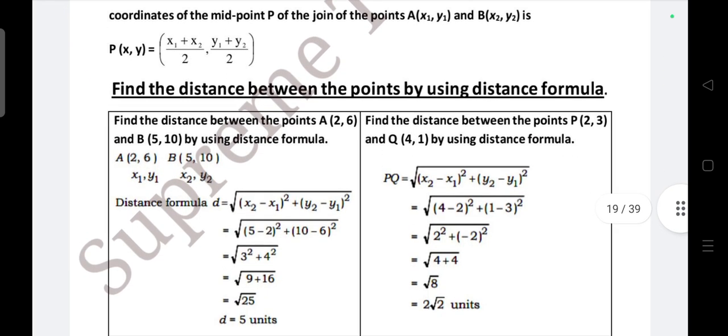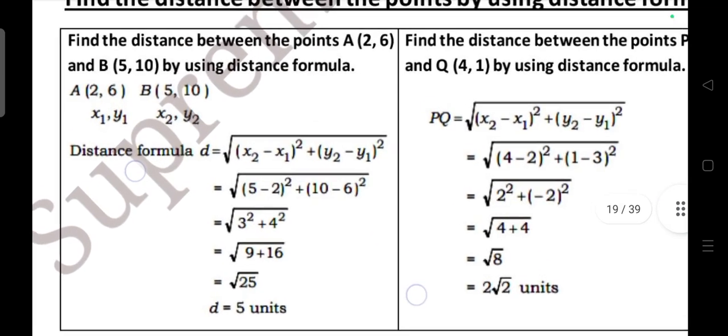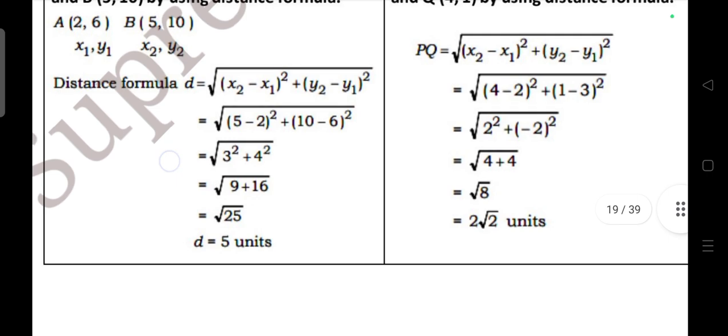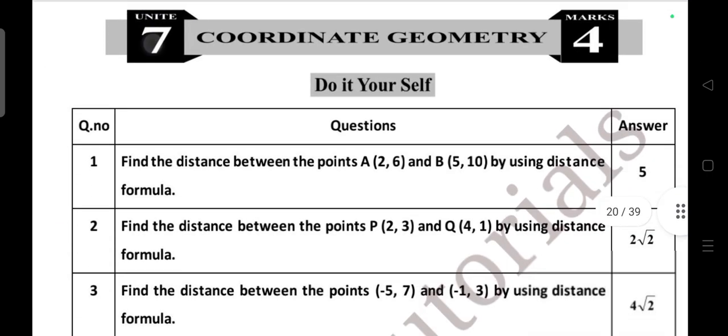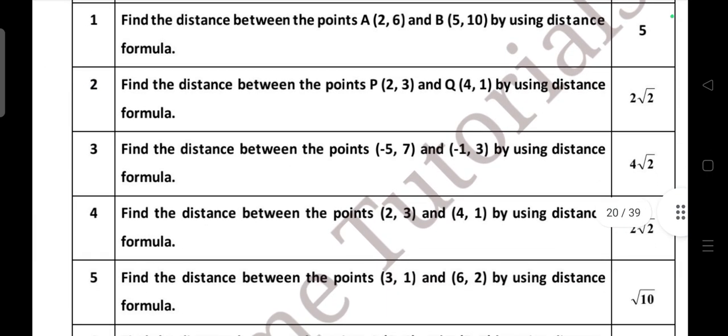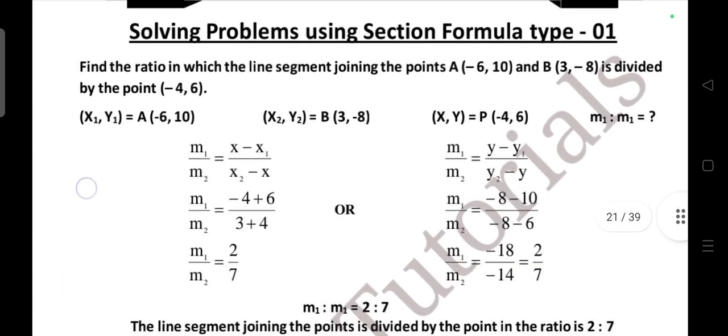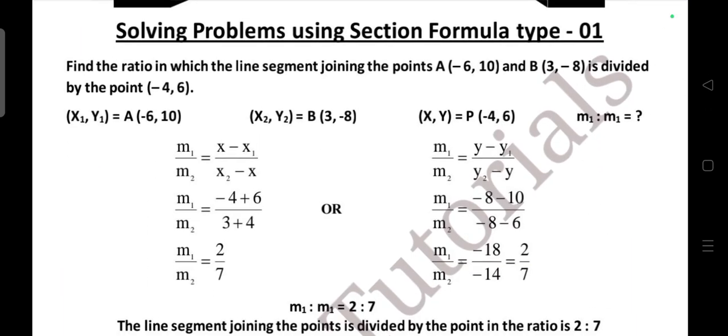Three formulas are there. How they'll ask: find the distance between the points A of 2, 6 and B of 5, 10 by using the distance formula. So you have to put like this. This is for your convenience, I have solved two problems. These are practice problems, just practice them. 100% it will come, 100%. All the questions I am giving, the same questions will come, but they may change the numbers, but the method is the same.